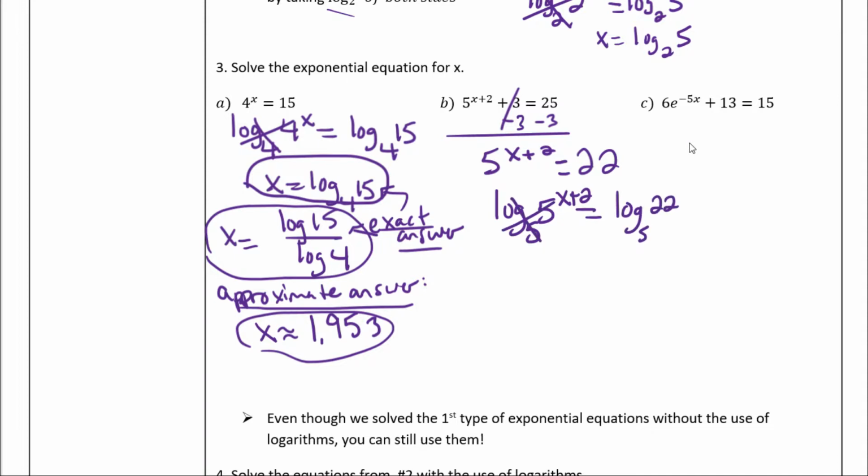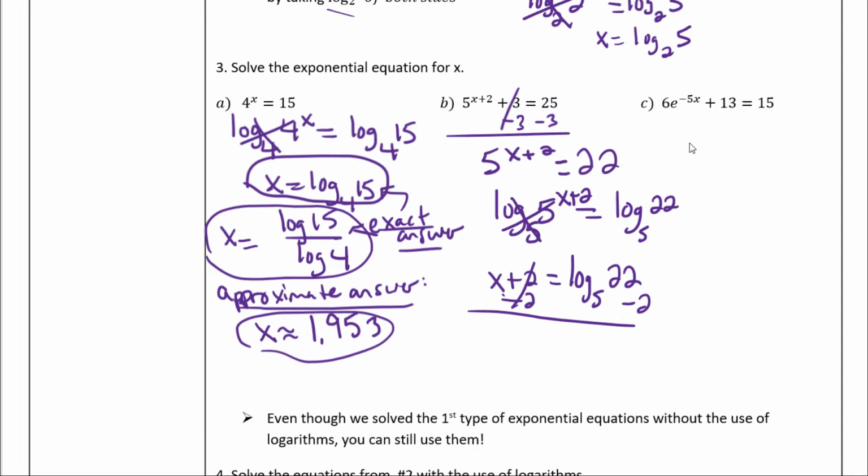So now those cancel. So I have x plus 2 is log base 5 of 22. And now I can subtract. I need to solve for x here, so I need to subtract 2 on both sides. Again, you cannot subtract the 22 and the 2 here. The log base 5 of 22, it's all one thing.